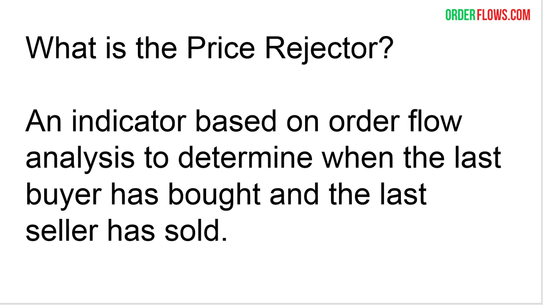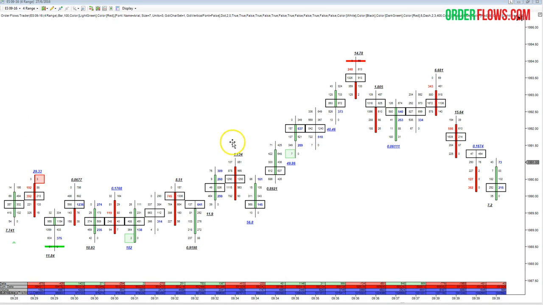What is the price rejector? It's an indicator based on order flow analysis to determine when the last buyer has bought and the last seller has sold. So, if you're looking for a reversal, you have to have a move that's going to reverse it. If you're trading inside a range like you see in here, yeah, the market did go up, but you're not getting any signals here. You got it earlier here, then the market went sideways, and then it went up. But if the market is trading sideways, generally you're not going to get any signals.